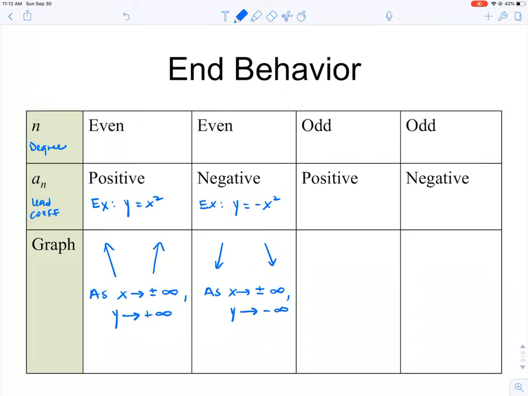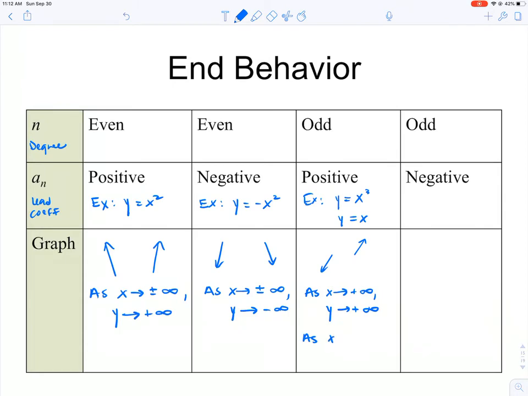If the degree of the polynomial is odd with a positive leading coefficient, the end behavior will be the same as y equals x cubed, or even just y equals x, so like a line with a positive slope. So as x approaches positive infinity, the y values would approach positive infinity. And as x approaches negative infinity, the y values would end up approaching negative infinity.